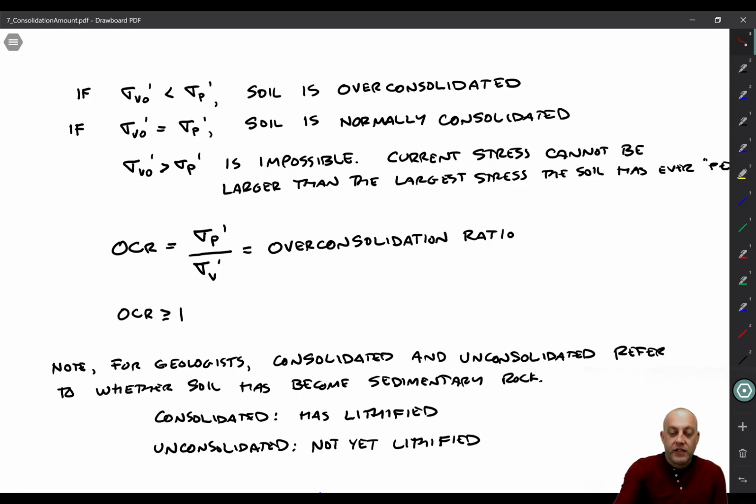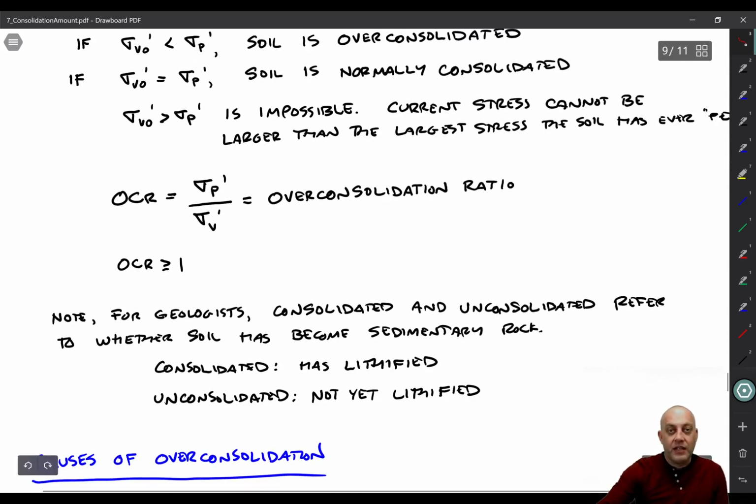So for geologists, consolidated sediment is sediment that has lithified into sedimentary rock. So it's a formational material, generally pretty old at this point to have had time to lithify. Unconsolidated sediment is not yet lithified into rock. It's loose sediment that's just there, like soil. So generally what we deal with in geotechnical engineering is unconsolidated sediment, and that unconsolidated sediment could be overconsolidated or it could be normally consolidated depending on its stress history. So just a little word of caution to be sure that you know these terms and you don't make a mistake.